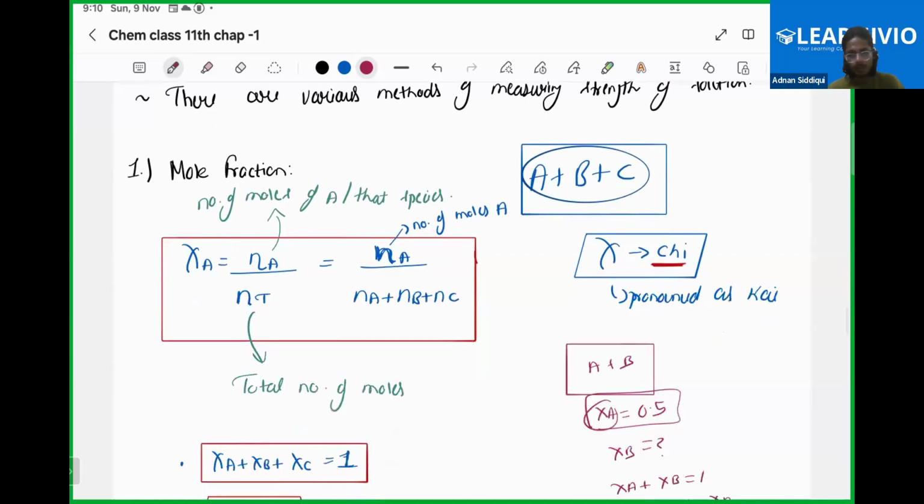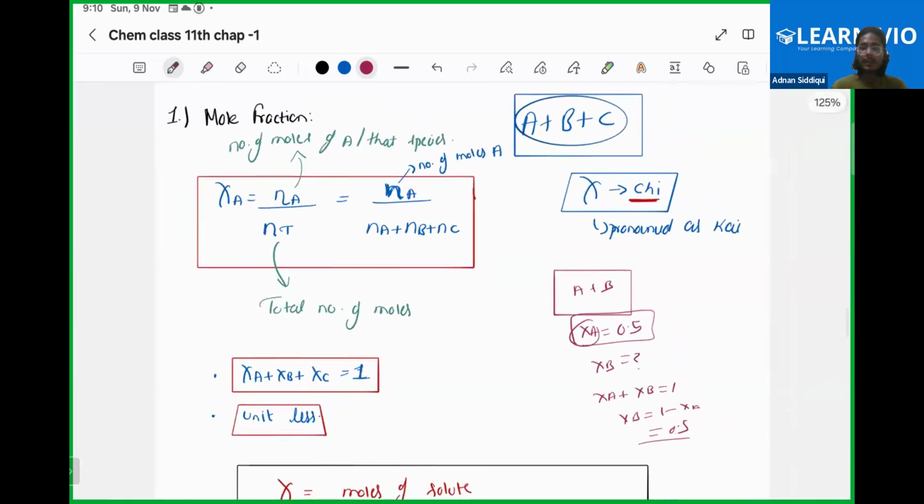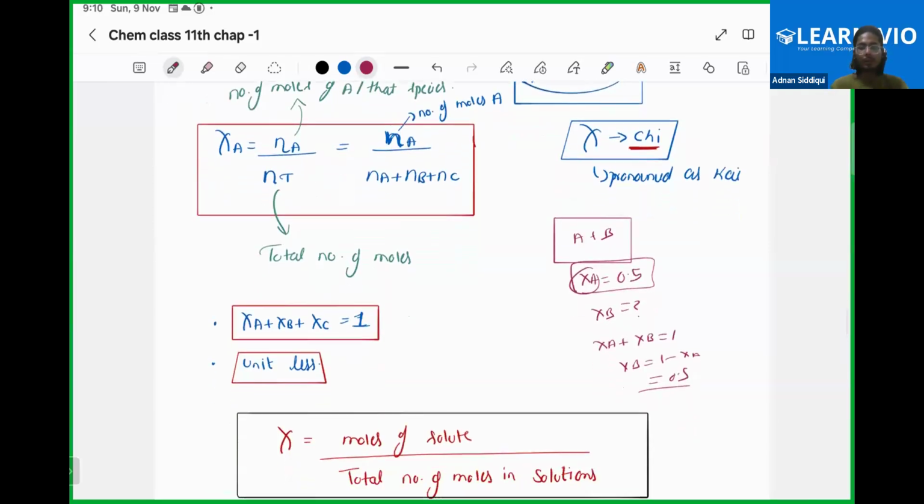So for this, we have several types of concentration terms that we can use. The first one is mole fraction. I have told you what mole fraction is in the last class. Can any one of you tell me or explain what is mole fraction? What have you understood?